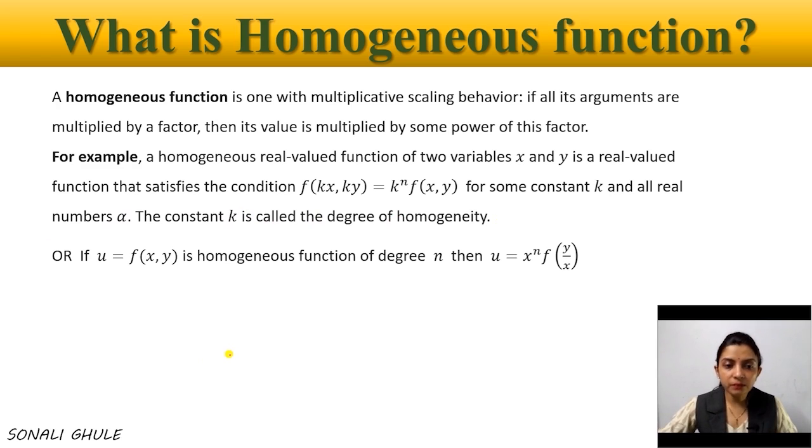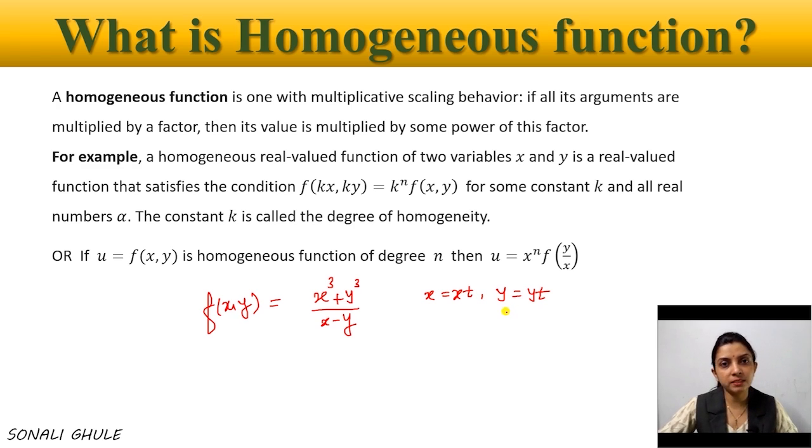Means, suppose I am having a function here, f of xy is equal to x cube plus y cube upon x minus y. Okay, suppose this is a function given to us. Now here you can check. If I replace x by xt and y by yt, we have to put in this function x equal to xt and y equal to yt. Then what happens here?